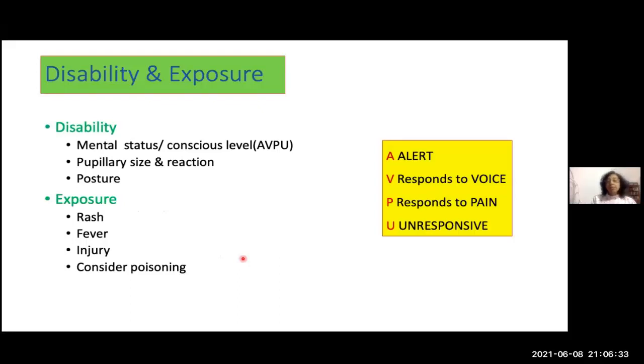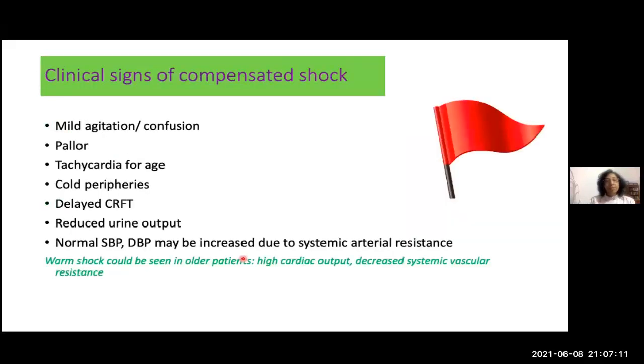For disability assessment, you do your AVPU score rather than assessing the GCS, which is time consuming. You look at the response of the child. If the child is alert, that's fine. If the child responds only to voice, or responds to pain, or is unresponsive, that is how you use the AVPU score. And adequately expose the child to identify any rashes that are associated with the illness, and look for any other relevant features.